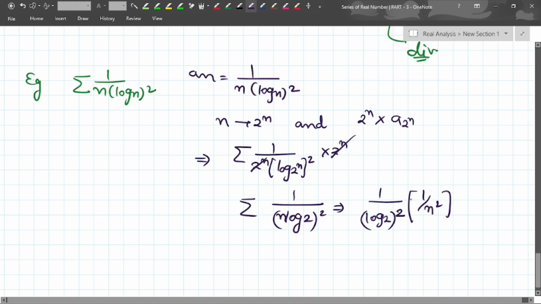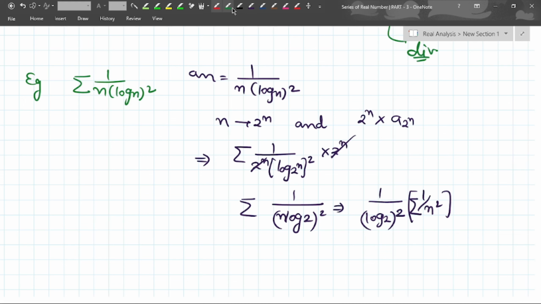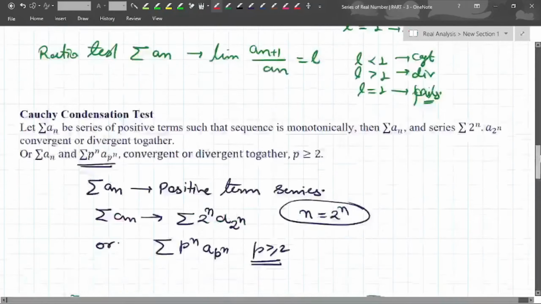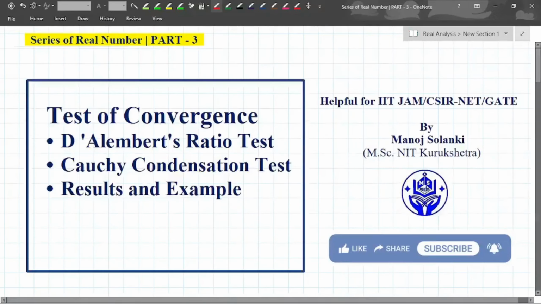Now it is summation of 1 upon n square. From the p test, here p is 2, which is greater than 1, which means this is convergent. If it is convergent, then we can say the original series will also converge. So this is basically the concept of the Cauchy condensation test and the D'Alembert ratio test.